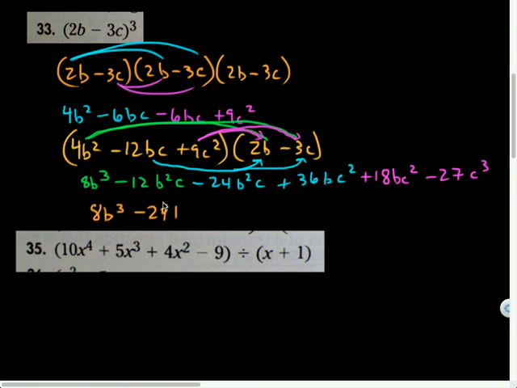Thanks, man. And then these guys are like terms because those are both bc squareds. So I just add their coefficients. 36 plus 18, what's that, 46? 56, I think, plus 56bc squared. No, it's 54.